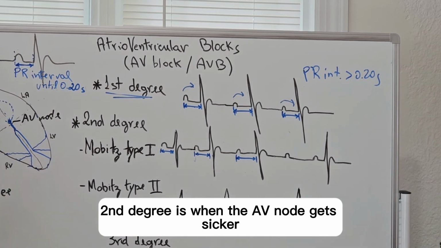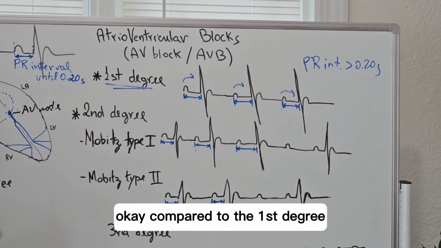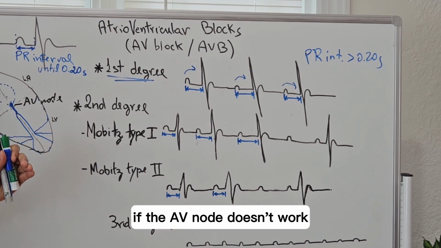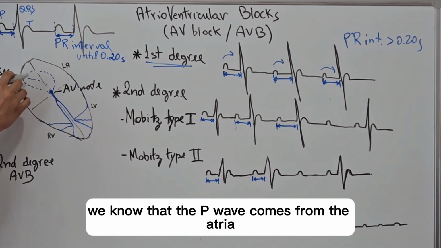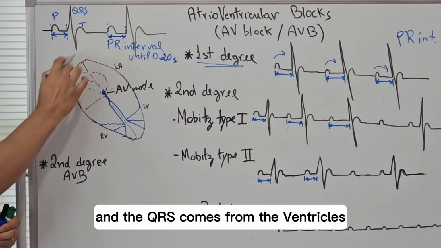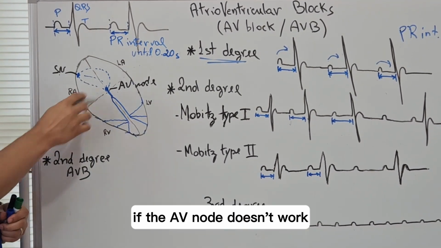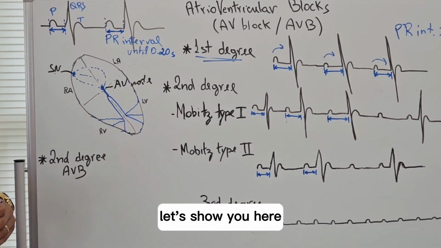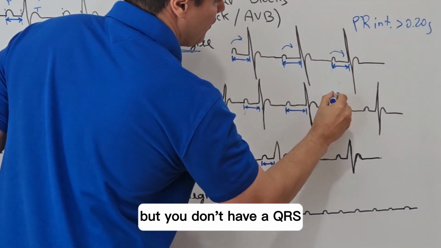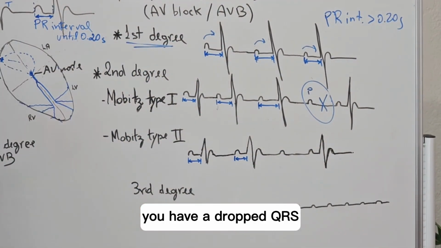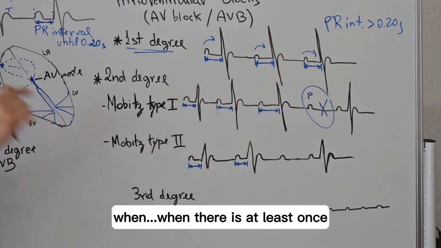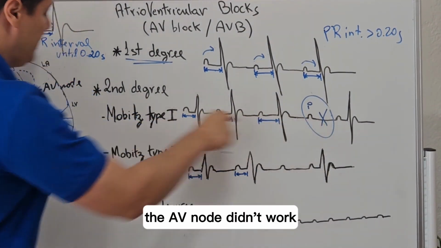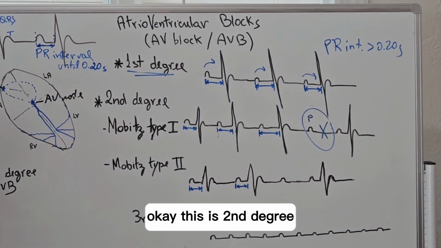Second degree is when the AV node gets sicker compared to the first degree. And sometimes the AV node doesn't work. If the AV node doesn't work, we know that the P wave comes from the atria and the QRS comes from the ventricle. If the AV node doesn't work, you're going to see a P wave, but you don't see a QRS. Let's show you here. You have a P wave, but you don't have a QRS. You have a dropped QRS. This is second degree, when there is at least once a dropped QRS, because at that time the AV node didn't work.